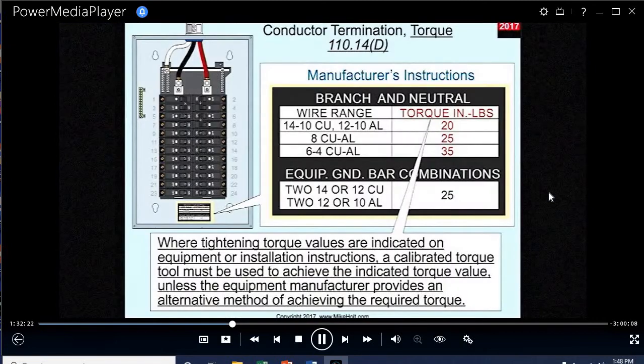Now let's read this. Where tightening torque values are indicated on equipment or installation instructions, a calibrated torque tool must be used to achieve the indicated torque value, unless the equipment manufacturer provides an alternative method of achieving the required torque. Now let me hit the last sentence first.